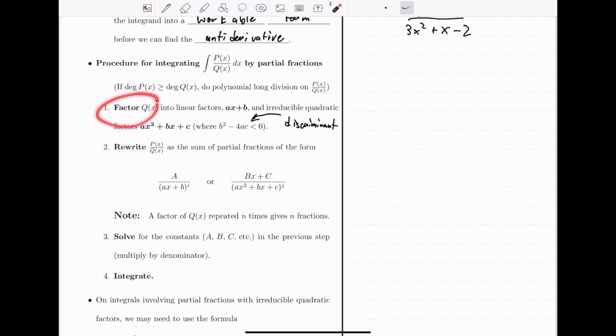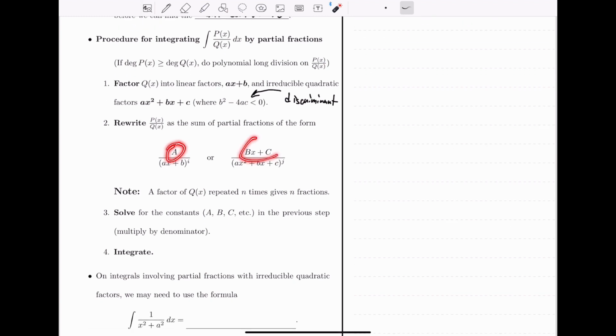Our first step is to factor the denominator. Then we rewrite the fraction in the partial fraction form. And the next step is to solve for the associated constants. Once we've done that, then we want to integrate.